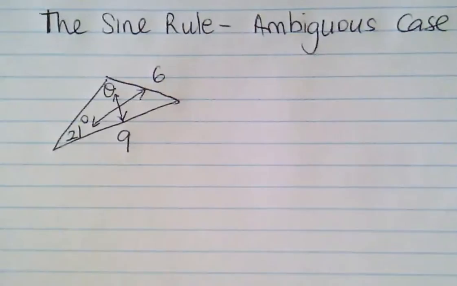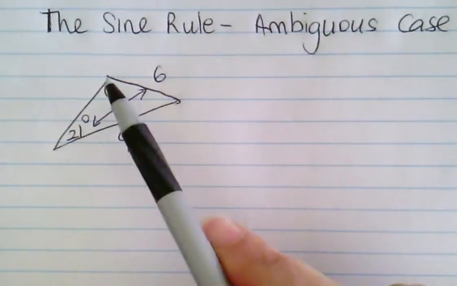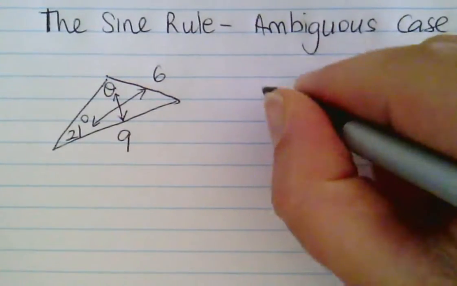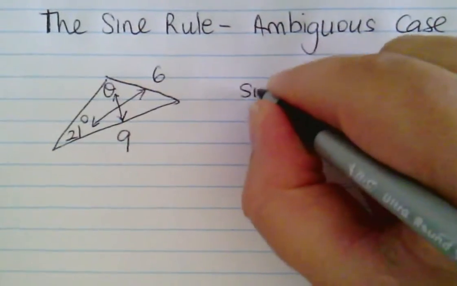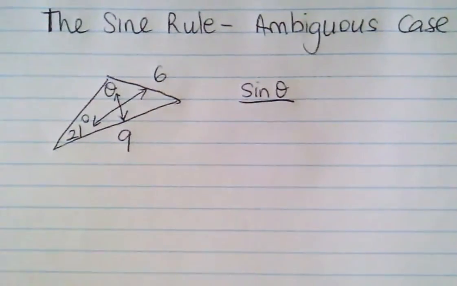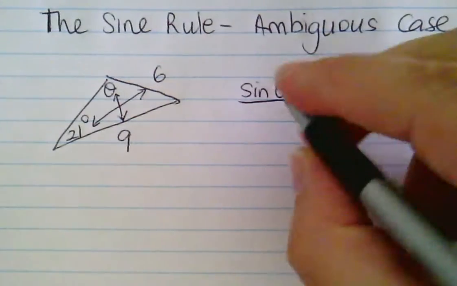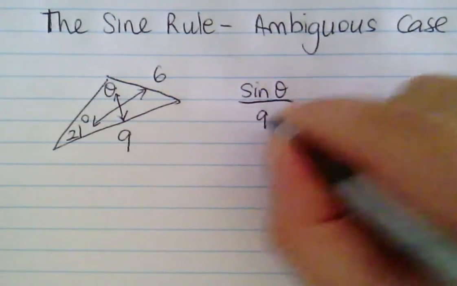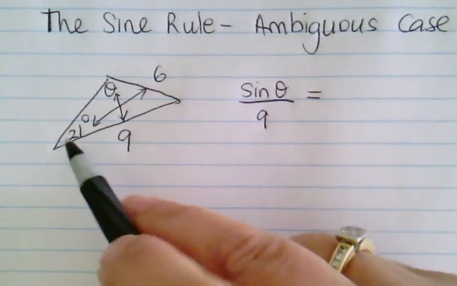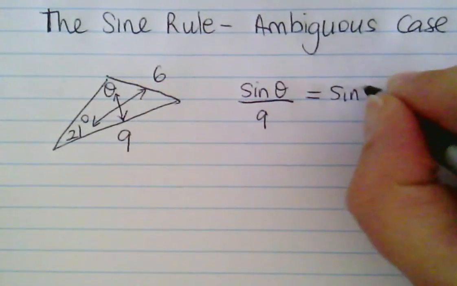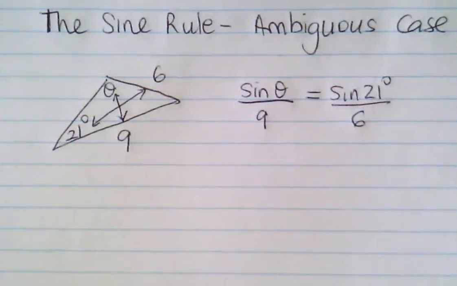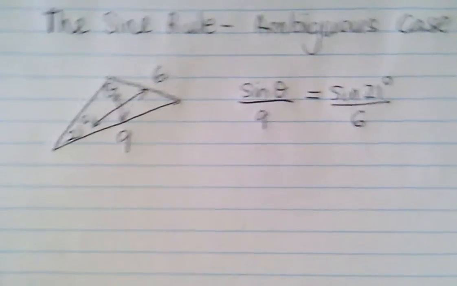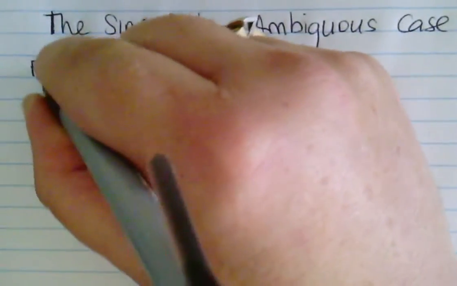So am I finding a side or an angle? I'm finding the angle. So I would go, remember, I always put what I want first. I go sine theta over, remember, it's opposite. What's its opposite? 9 equals sine 21 degrees over 6. Okay? So here I'm finding, I'll just write here, find theta.